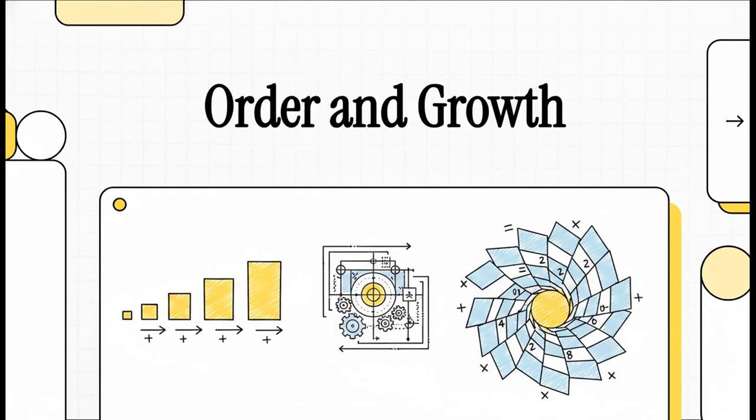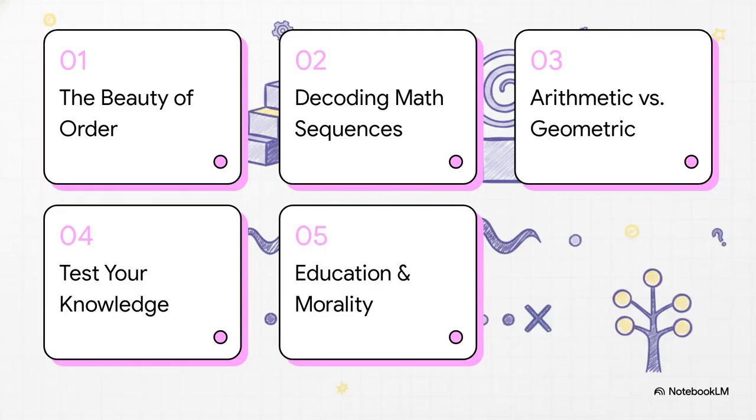So today, we're going to unlock that blueprint by mastering 2 specific types of mathematical patterns. Here's a quick roadmap of our journey today. We're going to cover 1. The beauty of order, 2. Decoding math sequences, 3. Arithmetic versus geometric, 4. Test your knowledge, and finally, 5. True education and morality. Let's get right to it.